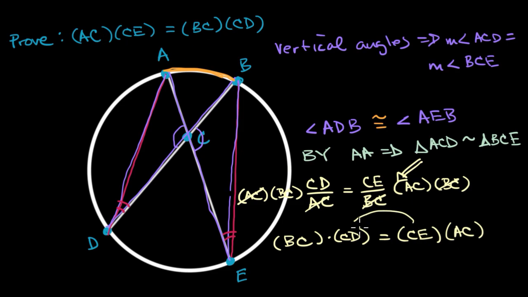If you just swap both of these sides of the equality, and then you could also obviously change your order of multiplication here, you get exactly the result that we wanted to prove.